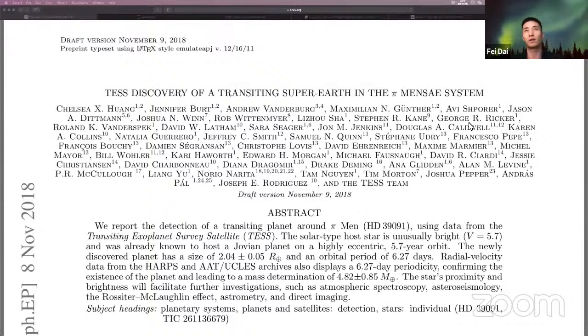For those of you who are not familiar with the astronomical naming system, Mensae is basically the constellation in which the system is discovered. Usually the brightest star in one constellation is called the alpha of that constellation, followed by beta, etc., until you run out of Greek alphabets. So pi is probably within the 20-something brightest stars in the Mensa constellation.